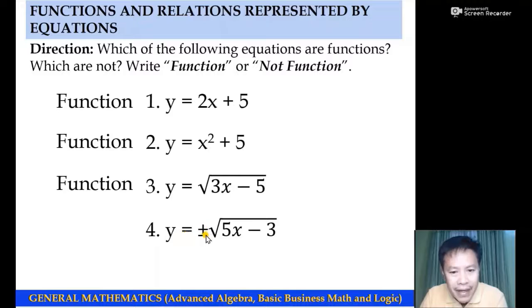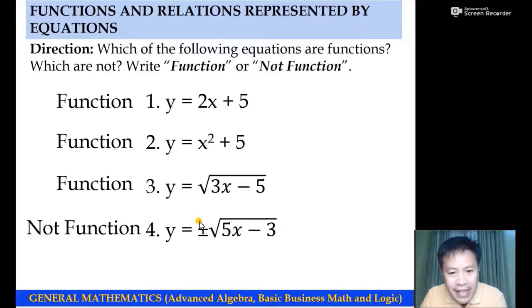Y is equal to positive and negative square root of 5x minus 3. Now, the exponent of y here is 1. It is a function or not? This is not a function because positive and negative signifies we have the exponent 2 there. Positive and negative signifies that the exponent of y is 2. And therefore, this is not a function. Why not function? Because in every one value of x, there exists two different values of y. And the graph of this one is a parabola opening to the right.